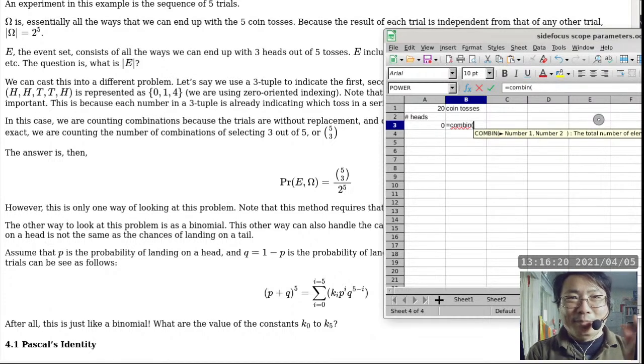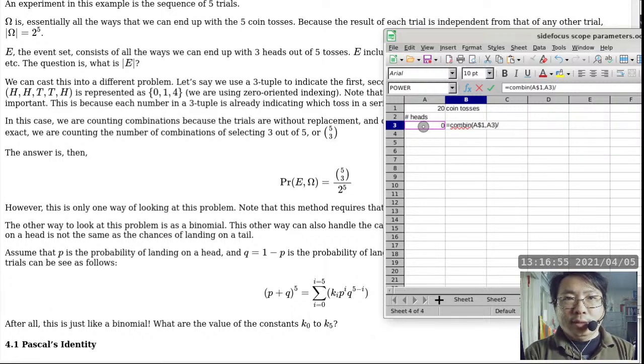All right, so getting back to this one. The combination is going to be referring to this 20, because this is where we're choosing from. We have 20 different tosses, and we are trying to figure out how many ways we can have 0 heads out of the 20 tosses. So I'm going to refer to the 20 as A$1. The dollar sign is necessary here so that it doesn't change as I copy the formula from one cell to another. And then the other one is going to be 0, because that's referring to the number of heads.